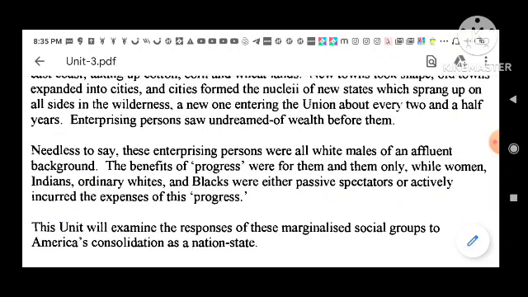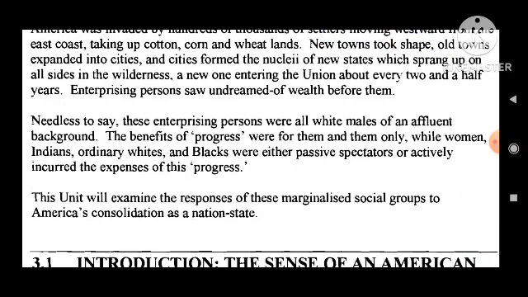The benefits of progress were for them and them only, while women, Indians, ordinary whites and blacks were either passive spectators or actively incurred the expenses of this progress. So only white males benefited from these towns, industrialization, or renaissance in mid 19th century American society. Okay, so they did not benefit. Who did not benefit? The women, Indians, ordinary whites and blacks. So you can memorize it in a simple way.